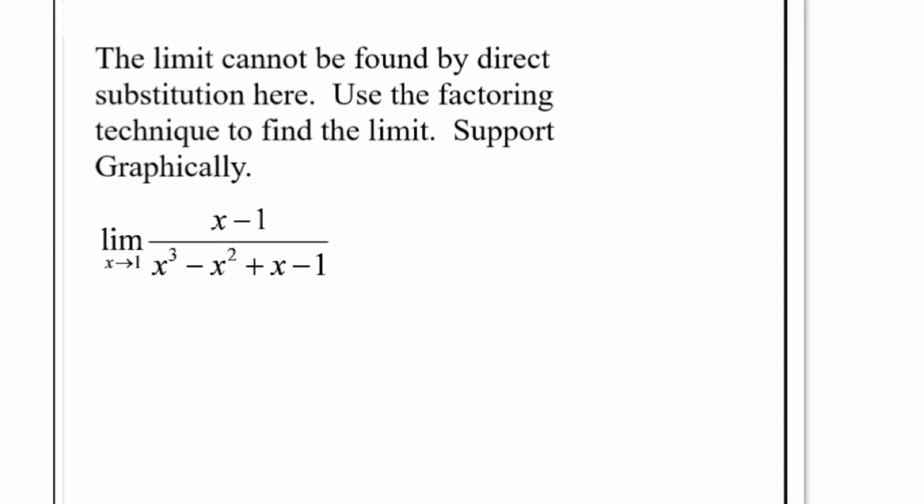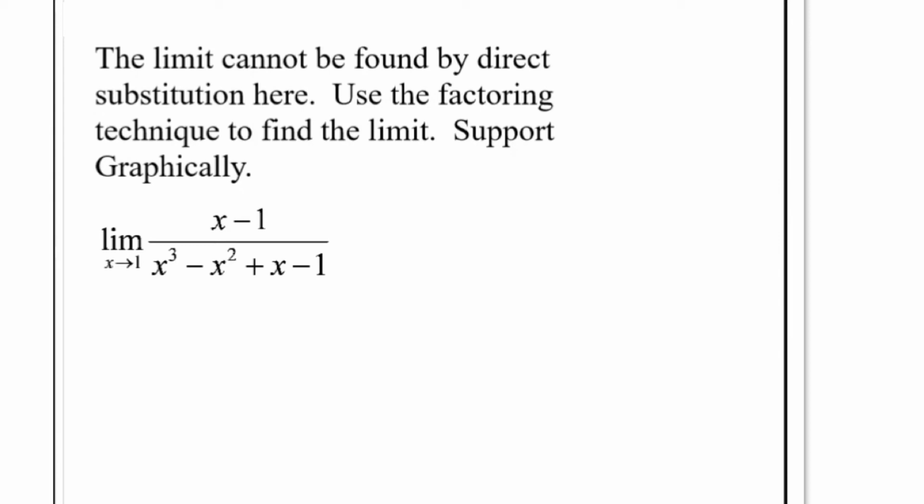Now, if the limit cannot be found by direct substitution, as you can see right here, if you try to plug and chug with the 1, it's not going to work. If you try it with this 1 here, 1 minus 1 is 0. Okay, that's no big deal. But then if you plug in the 1 here, 1 cubed is 1, minus 1 squared, which is 1, so 1 minus 1 is 0. Plus 1 minus 1 is still 0. Now we're dividing by 0. Can't have that. It's impossible. You cannot divide by 0.